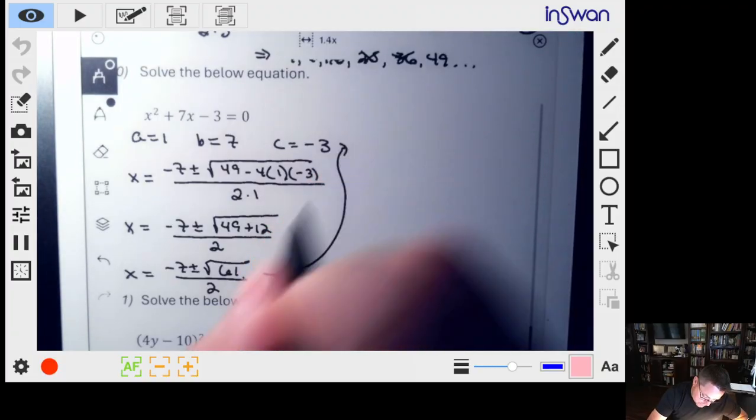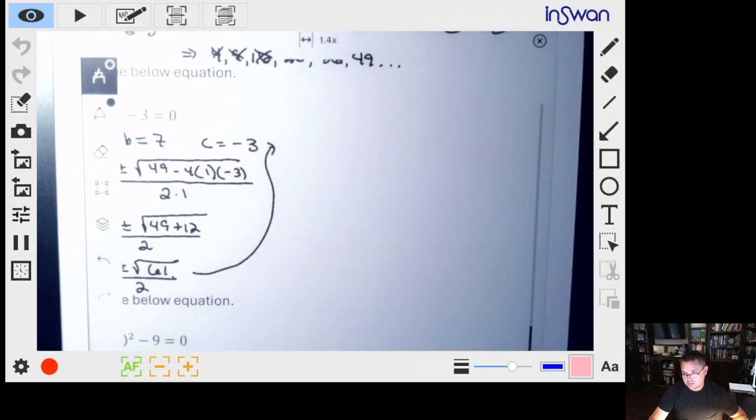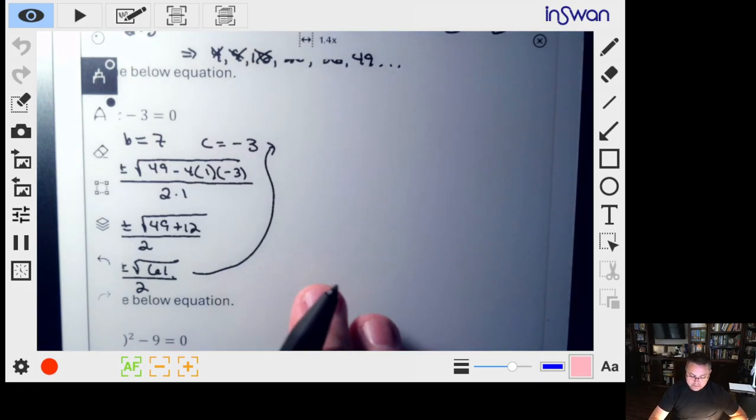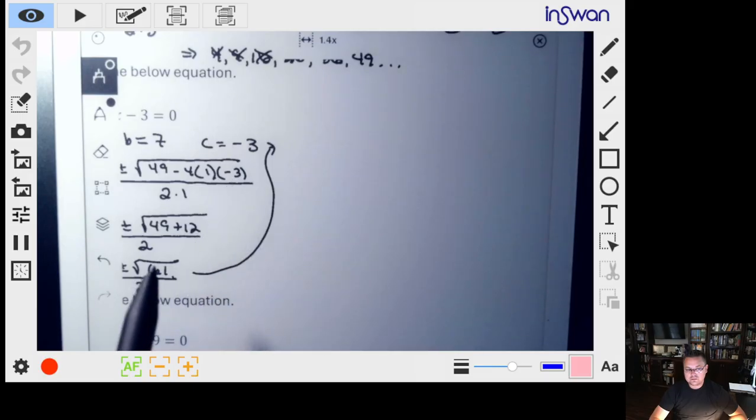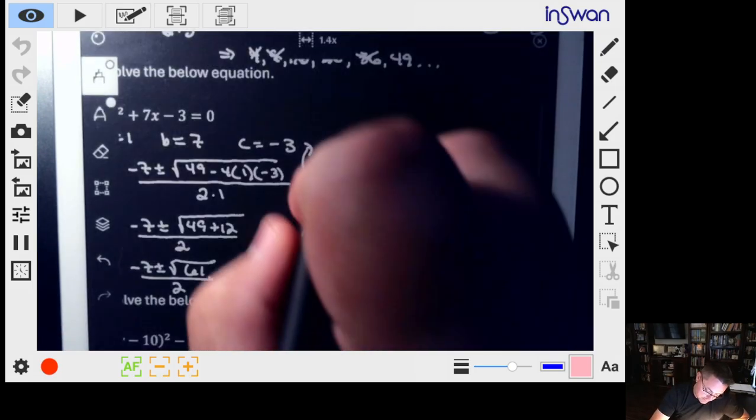Now, the next step is to make sure that this square root piece right here, the square root of 61, doesn't break down. And by break down, I mean it doesn't have a perfect square in it. So I'm looking to see, is 61 divisible by any of the perfect squares? Well, it's not divisible by 4 because it's not even. It is not divisible by 9 because the digits don't add up to something that's divisible by 9. And really, after that, clearly it's not divisible by 16 or 25 or 36. Okay, we're done. So we know that we're just going to leave it at that.